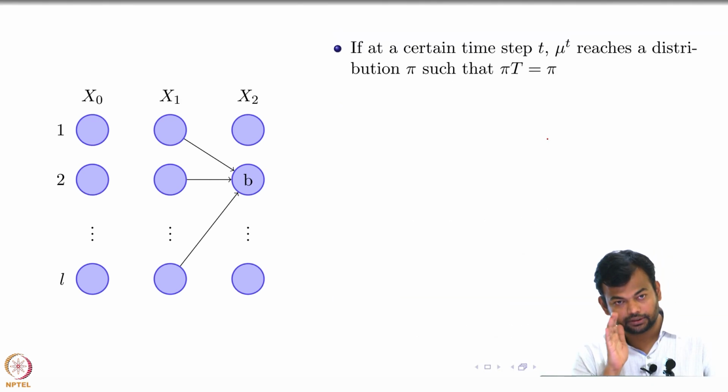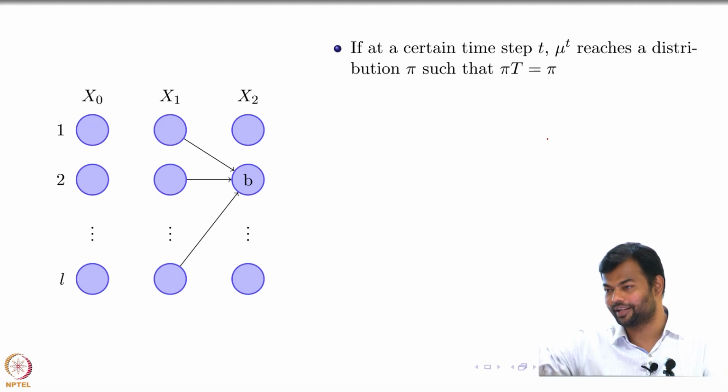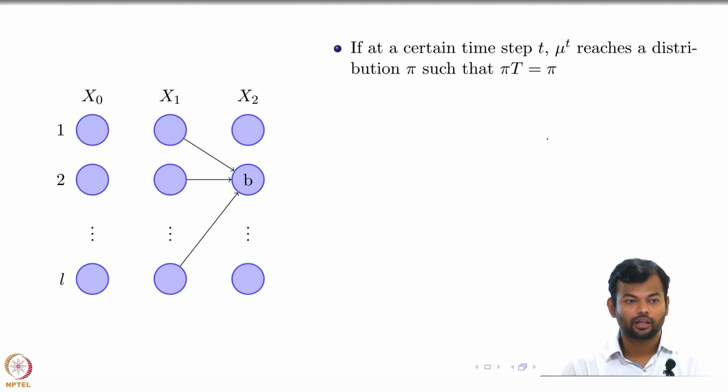So that was one set of definitions. Now we'll just do a few more definitions and then eventually get to the point at some point, right? We only have April 26th as the last date, right? So if at a certain time step t, suppose mu t reaches a distribution pi such that pi into t is equal to pi. What does this seemingly profound statement tell us? I hear the word stationary, oh God, honey to my ears, okay.